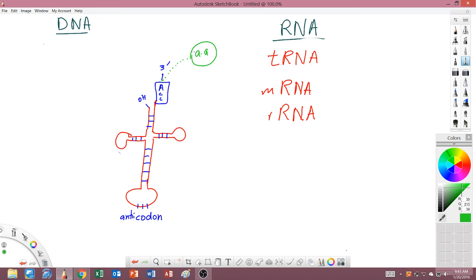There are 3 locations very important. The second loop, where you have the anticodon. The anticodon is only in one location, nowhere else. Also, anticodon is only 3 nucleotides in length. Anticodon will never have a T. It will have A, C, G, or U. Never T. Okay? All right.